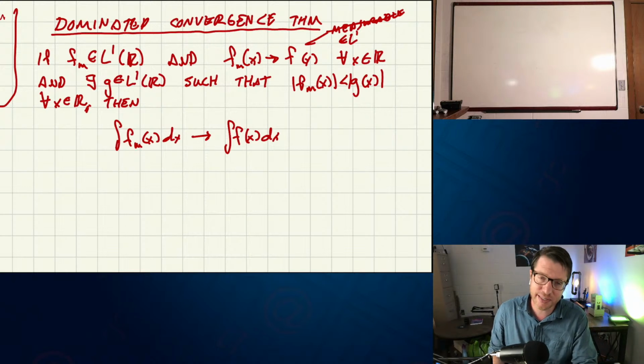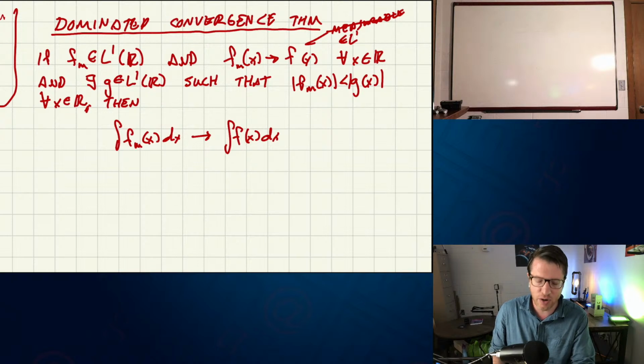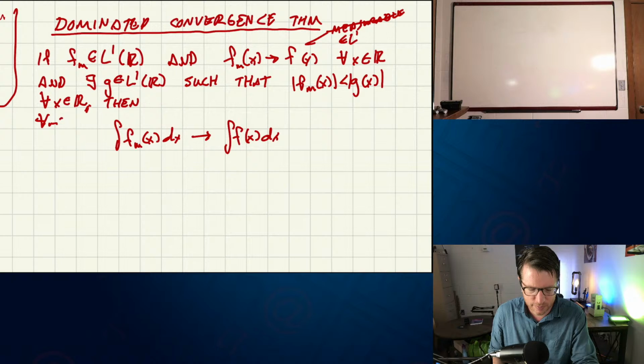But in order to ensure that this convergence ends up working, we need to get some sort of bounding term. And this bounding term is going to be pretty stupid, but we do need it, and we need it to hold for all m and all x, I should say. Then basically you have this convergence working.